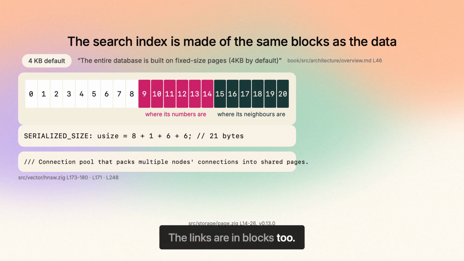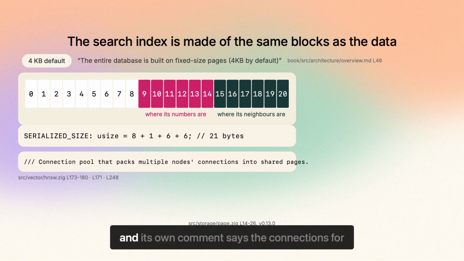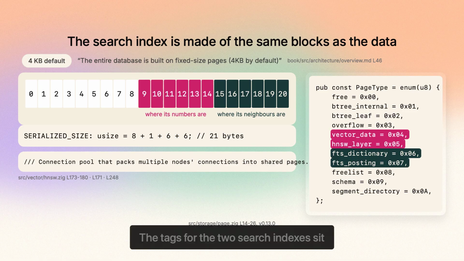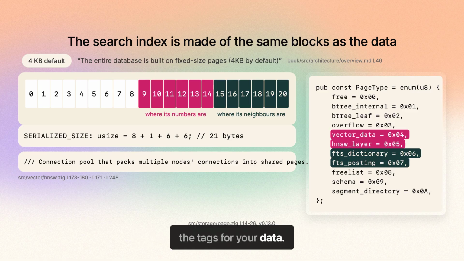The links are in blocks too. The project calls a block a page, and its own comment says, the connections for many items get packed into shared pages. Every block carries a tag saying what it holds. The tags for the 2 search indexes sit in the same list as the tags for your data.